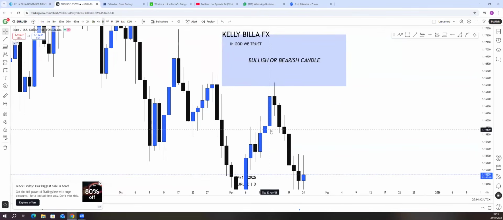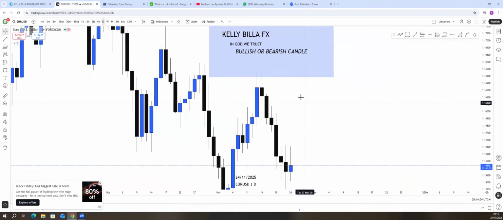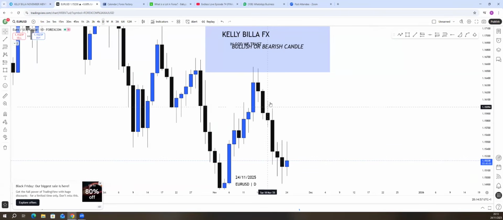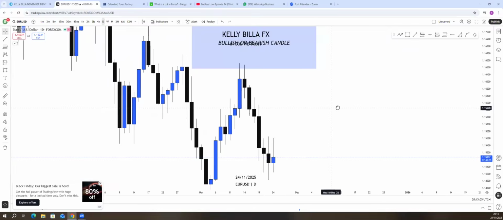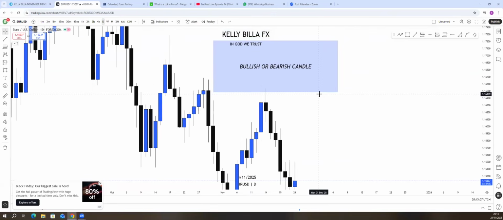So anytime you see blue, it means that there was buy pressure, okay? Buyers entered the market and there was an increase in price. Price moved from a lower level to a higher level. And anytime you see a black candle, what are you going to see? You see sellers coming to the market, meaning price moves from a higher price to a lower price, as simple as that. So these are the two kinds of candlesticks you're going to find on any chart.